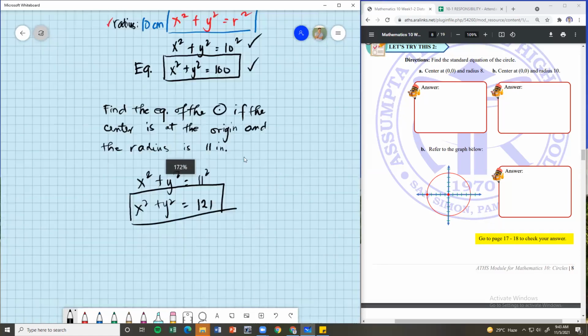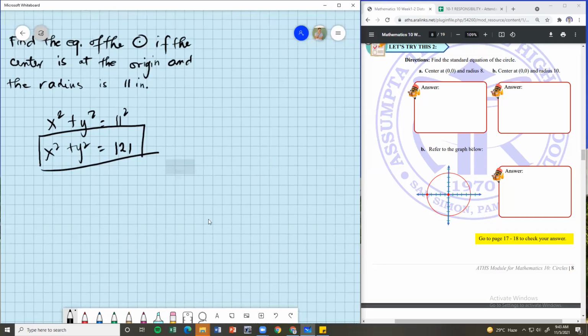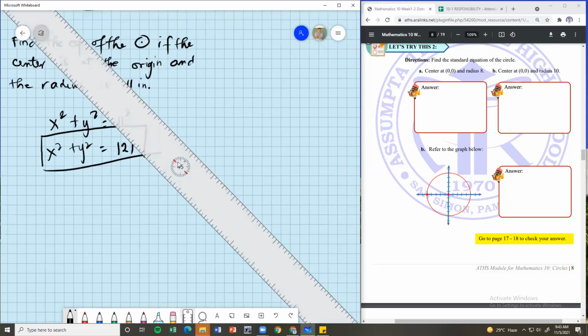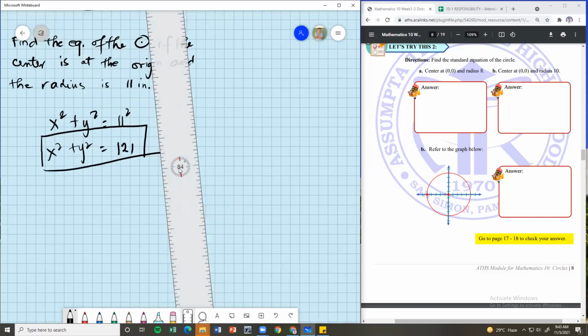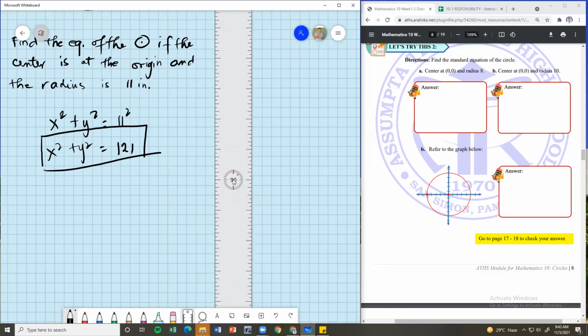Get a piece of paper for your notes. So if we will be graphing this, let's graph it for you to see how this circle looks like. Later on, I hope you have your compass now. Ready? Because I will be asking you to graph later.